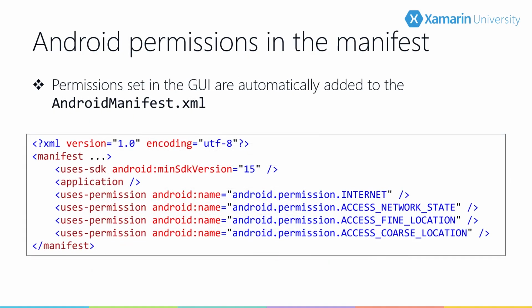Now, setting the permissions using the GUI editor of Visual Studio will automatically add the permissions to the application manifest. So here's an example Android manifest in source form after those changes. You can also edit the manifest directly.